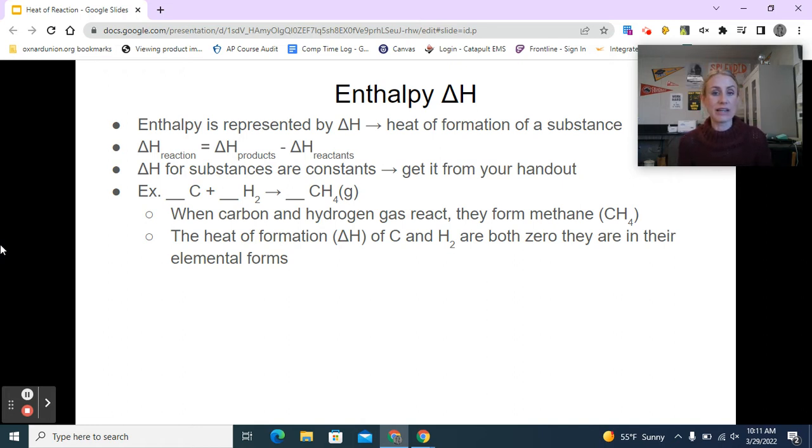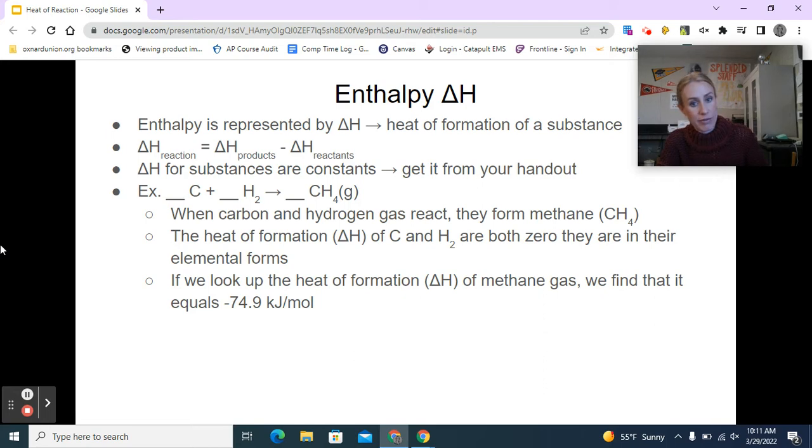They're not going to release energy when they're made, because that's just how they are in everyday life in the world. Okay, so our delta H for those two things are both going to be 0. Now, if we look up the heat of formation for methane gas, CH4, we can find that it equals a negative 74.9 kilojoules per mole. So because of this, we know that since it's negative, it's an exothermic process, right?